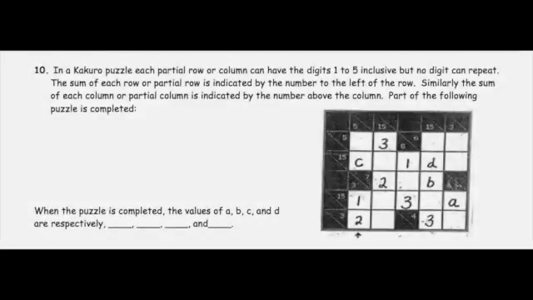Good. In a Kakuro puzzle, each partial row or column can have the digits 1 to 5 inclusive, but no digit can repeat. The sum of each row or partial row is indicated by the number to the left of the row. Similarly, the sum of each column or partial column is indicated by the number above the column. Part of the following puzzle has been completed. When the puzzle is completed, the values of A, B, C, and D are respectively what?